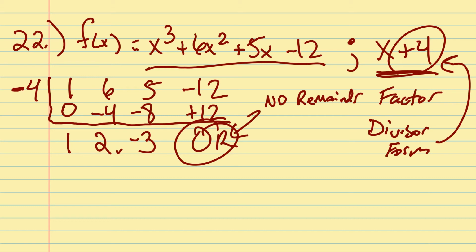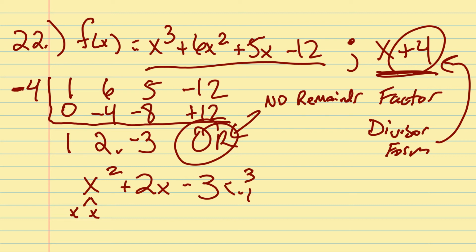That's supposed to happen anytime there's a factor. So I still write this as x squared plus 2x minus 3. I just don't write anything for that remainder. And now I factor this just like we've done before. How do you get x squared? x and x. How do you get negative 3? 3 and negative 1. 3 and negative 1 will give me 2 in the middle. So this becomes x plus 3, x minus 1.